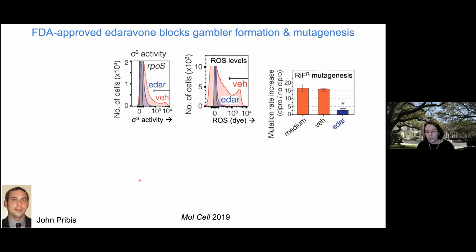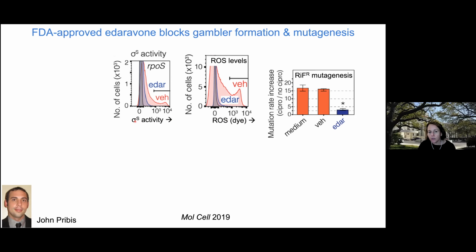John, because he was really a buff on drugs and drug resistance, knew that there was this FDA-approved drug called edaravone that reduces reactive oxygen levels in people's blood. So this is a drug that can be prescribed right now. And he thought, if that's what it does, maybe it can stop mutagenesis. And in fact, that's what he saw. So here, and also these stress responses.